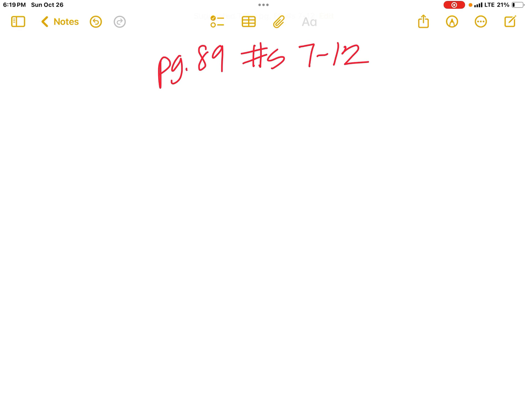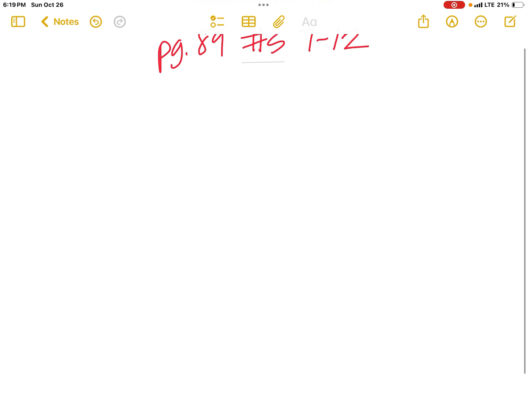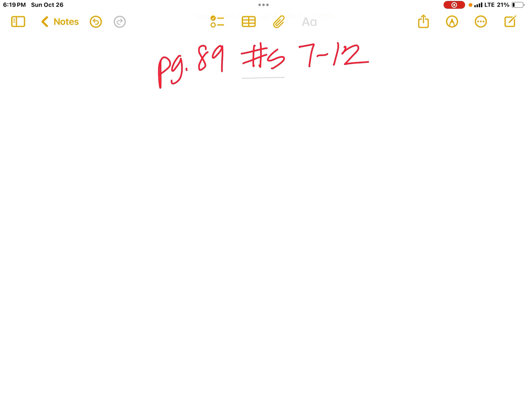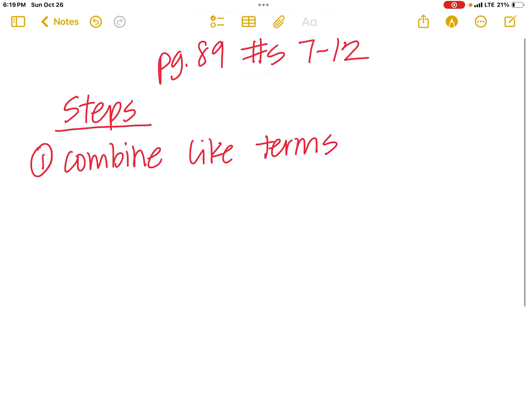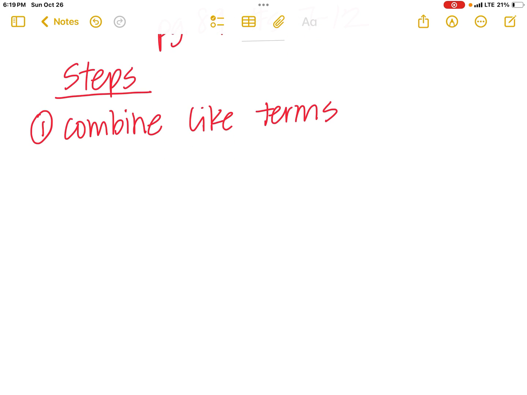Okay, next we're going to combine like terms to solve. I'm going to be working examples from page 89, numbers 7 through 12. So, steps involved. Number 1, you want to combine like terms. Okay, and we're going to be adding and subtracting integers with fractions and decimals.